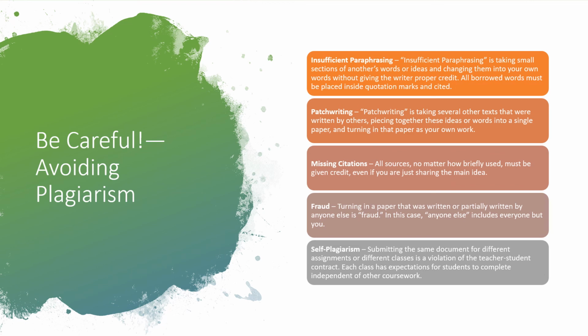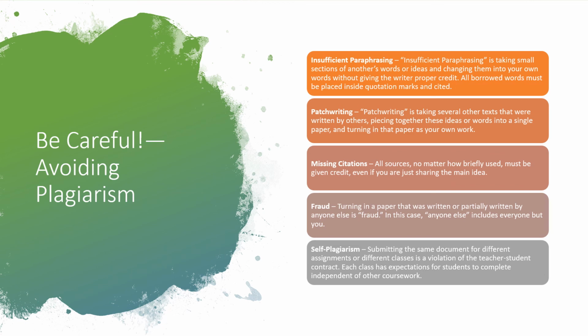Missing citations. Just a reminder, all sources, no matter how briefly used, must be given credit, even if you're just sharing the main idea, right? So when you're writing your literature review and you say, you know, a number of scholars have looked at this issue from this perspective, that's a great place to put that in-text citation that references all those different scholars you've seen that theme emerge from, right, in their work. And that's a great way to avoid plagiarism because it's not your idea that you're talking about. You're talking about an idea you've seen emerge from other people's work, and you're going to tell us where we can find that. That's why we have in-text citations.